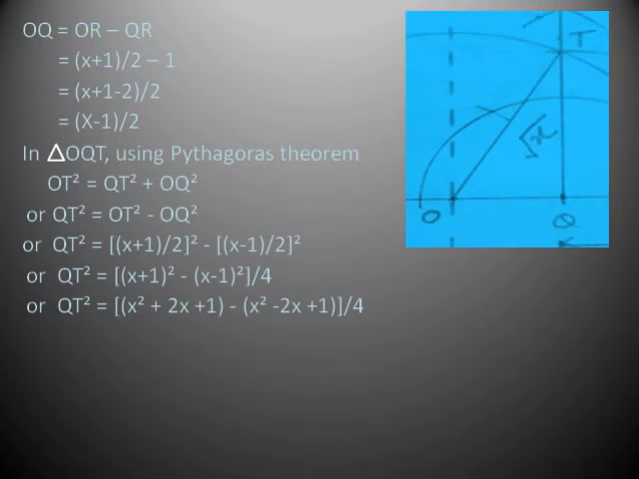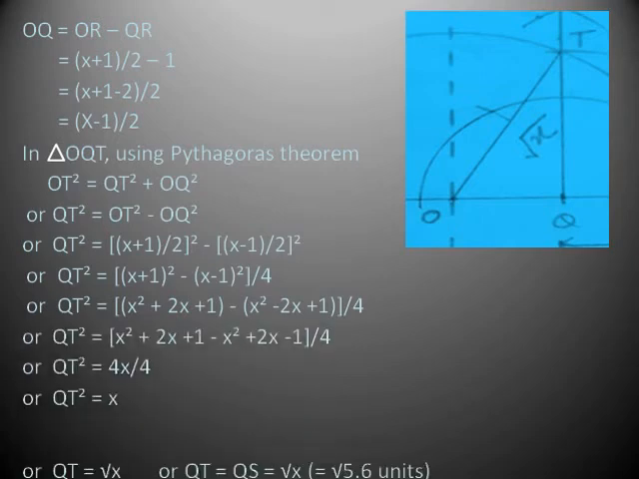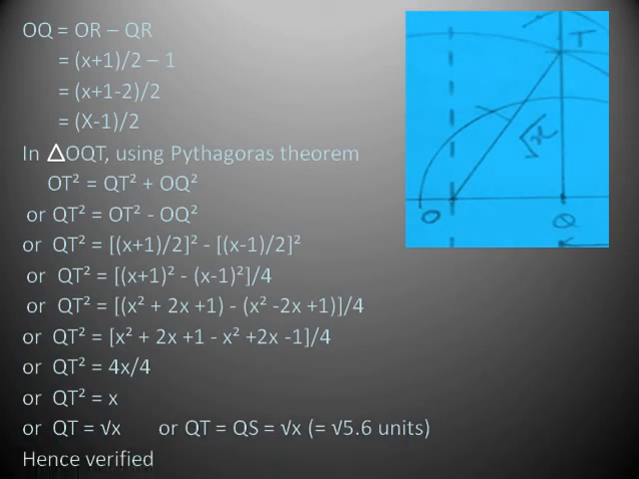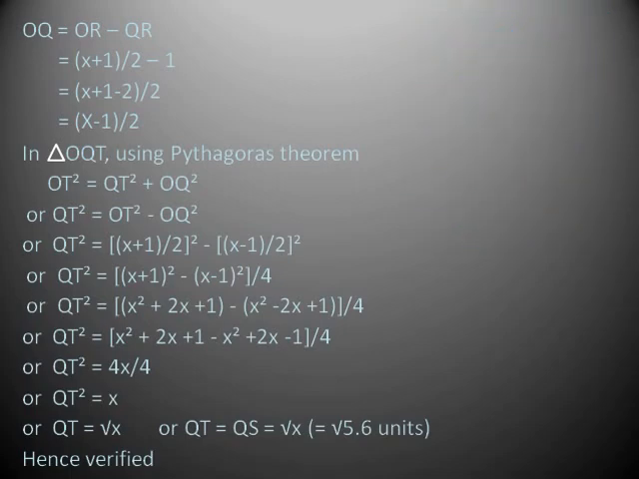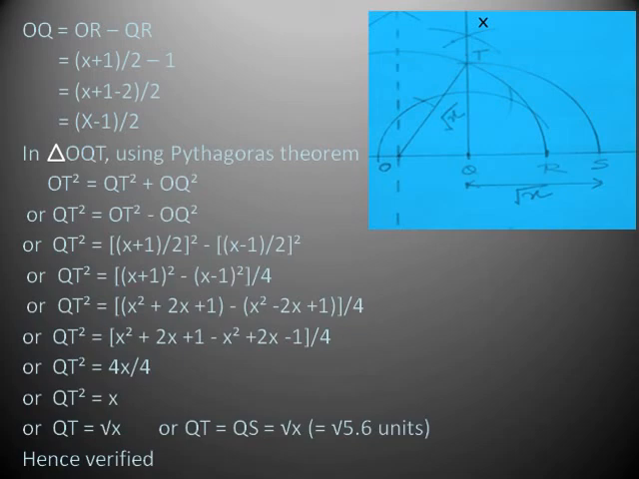So x square will be cancelled, 1 and 1 will be cancelled. So we will get 2x plus 2x, 4x. So in the next step we will get QT square is equal to 4x by 4. Therefore QT square is equal to x, or QT is equal to square root x. So after this we can say that QT is equal to QS is equal to square root of x, since QT and QS are the radii of the same arc, therefore they will be equal. Thus QS is equal to square root of x, which is equal to square root of 5.6 units here. This proves our construction here.